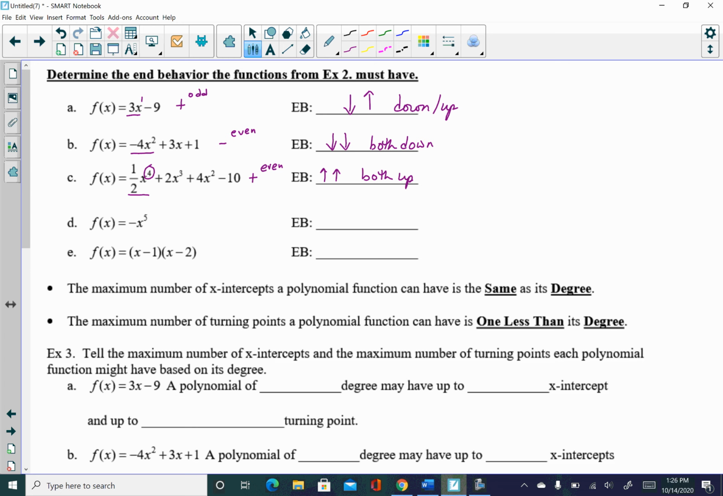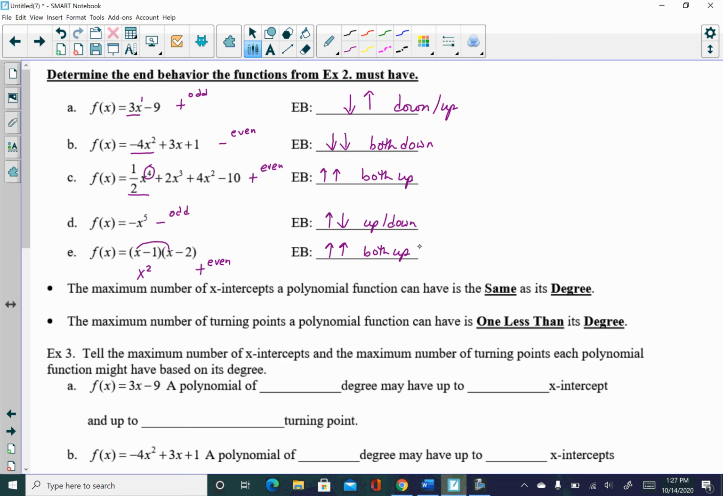The next one, you have a negative being raised to an odd power. Since it's negative, that means it's going to be falling to the right. So that means we start out going up and end up going down. So it is up, down. And then that last one, we really only have to worry about multiplying the first term. So x times x will give us x squared. So here we have a positive raised to an even power. And so sure enough, again, we know even always has the same direction because it's positive. We're going up in both directions, or you can write both up.